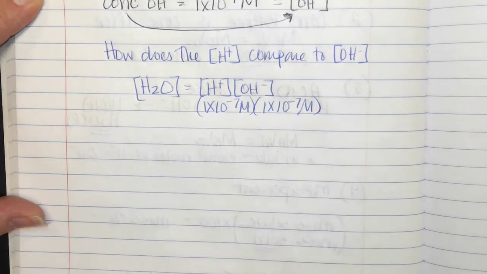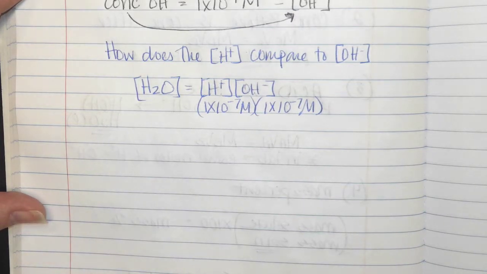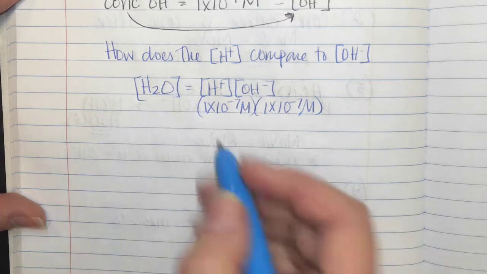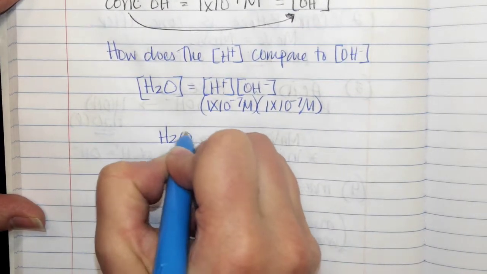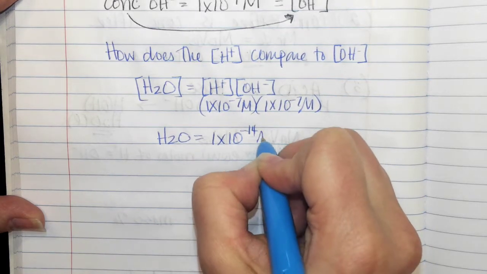When I multiply powers of 10, what do I do to their exponents? So, Kale, what is the power of 10 for this? Negative 14. 1 times 10 to the negative 14th molar.